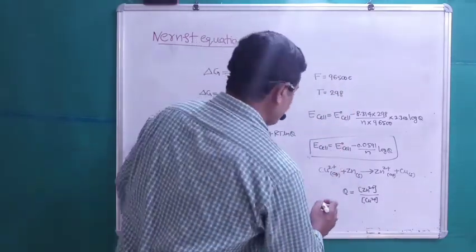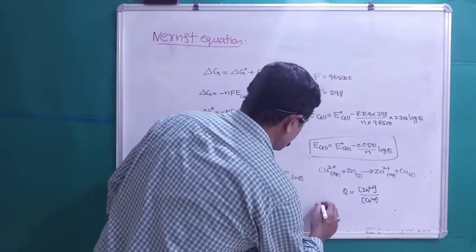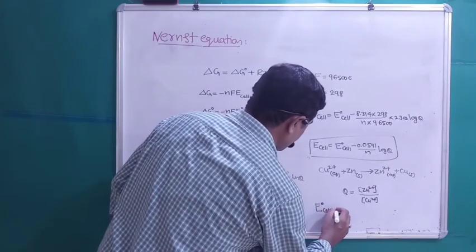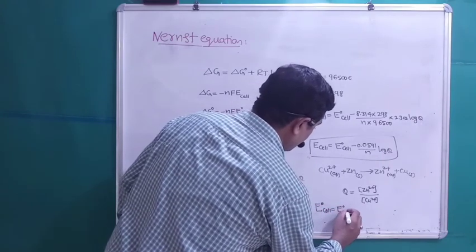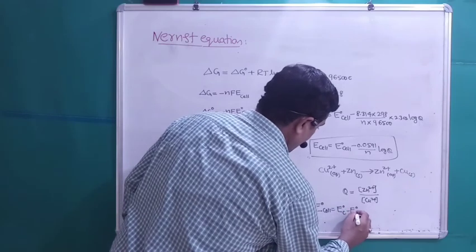And one more thing, how to measure E naught cell: E naught cell is equal to E naught cathode minus E naught anode.